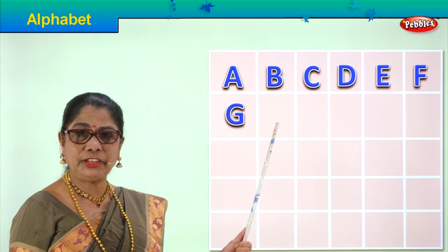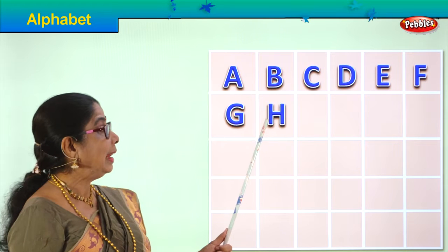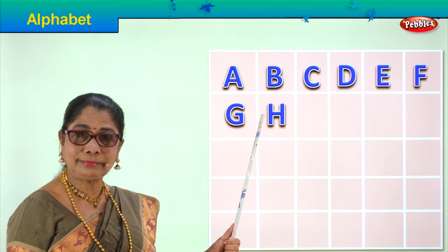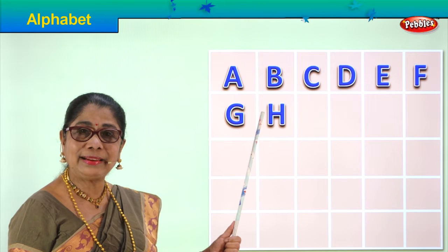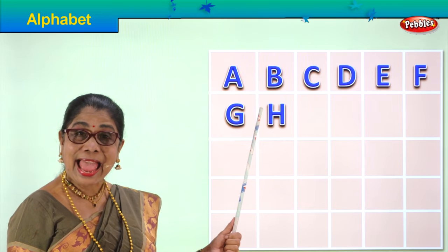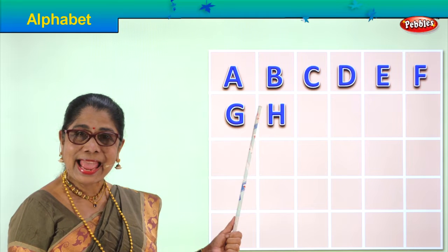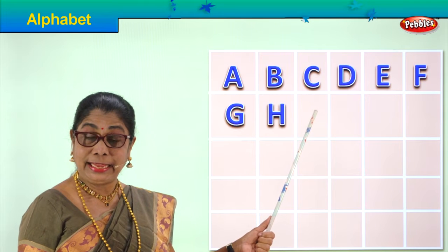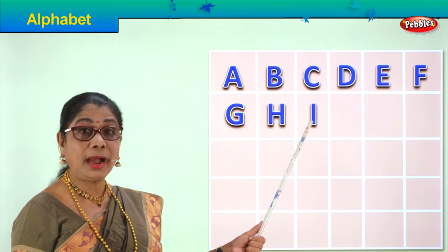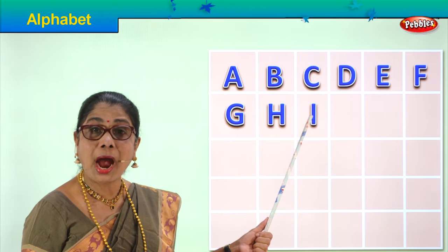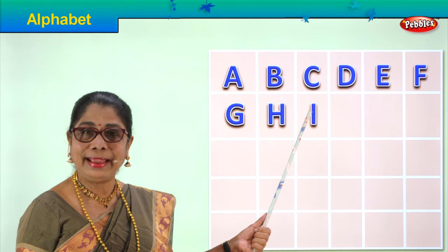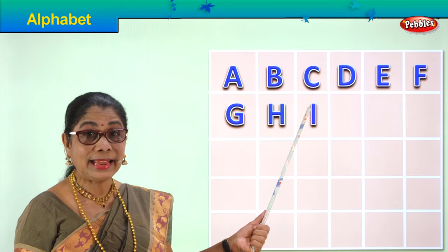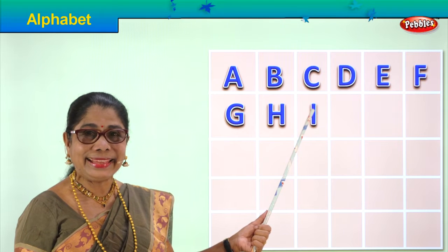And the next letter after G is letter H. H, house. And the sound of letter H is ha, ha. And the next letter after H is, look, I. It's very easy to write. I. Ice cream. And the sound is E.